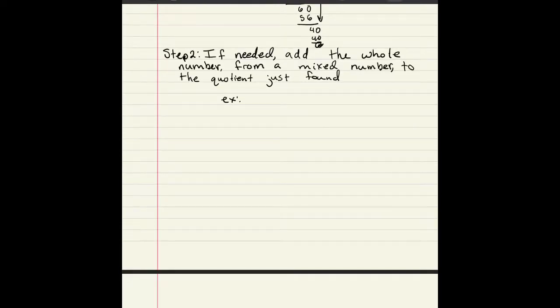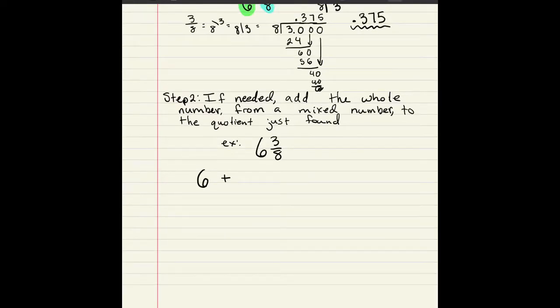Now, for step 2, if you don't have a mixed number, if you just had 3/8, you'd be done. But if you have a mixed number like we did, which was 6 3/8, you need to not forget about your whole number. So step 2 is to, if needed, add the whole number from a mixed number to the quotient just found. So here's our whole number, 6. We're adding it to the quotient we just found. The quotient was 0.375. And when you add that, you get 6.375.